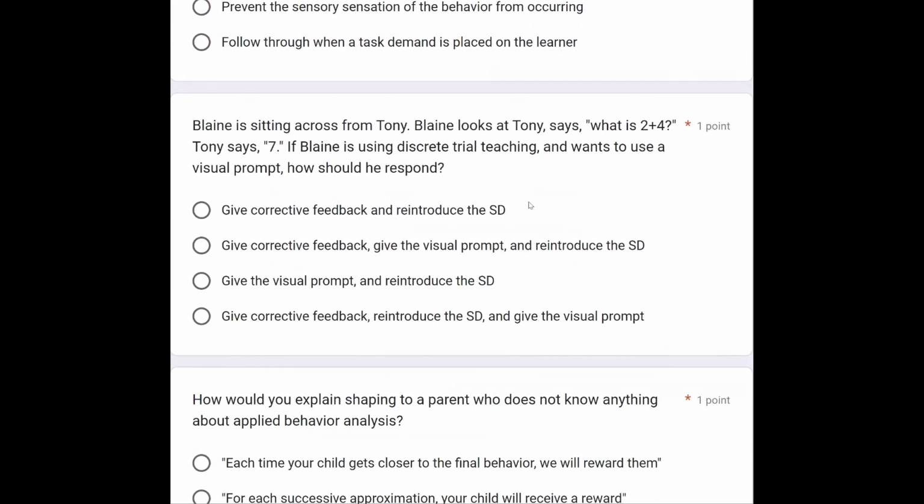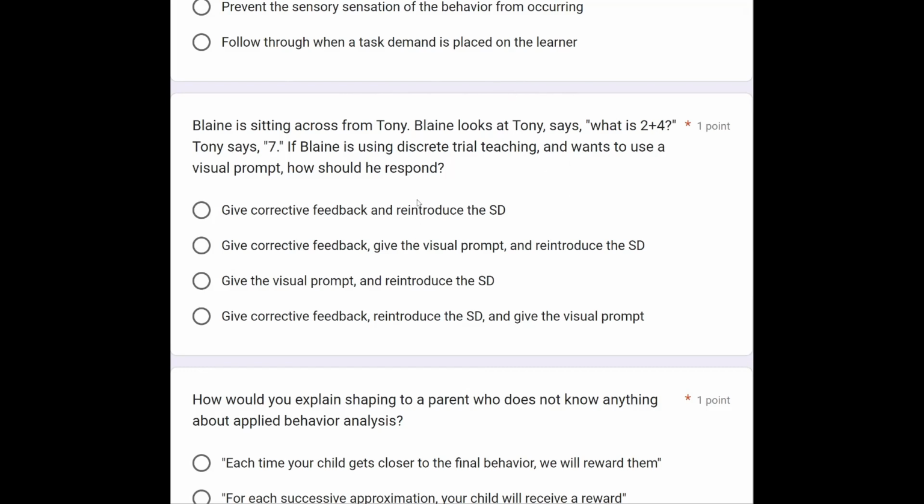Blaine is sitting across from Tony. Blaine looks at Tony, says, what is 2 plus 4? Tony says 7. If Blaine is using discrete trial teaching and wants to use a visual prompt, how should he respond? All right, whose behavior are we looking at? We're looking at Blaine. And what is Blaine doing? Blaine is using discrete trial teaching.